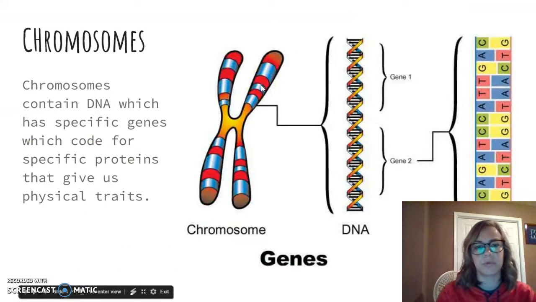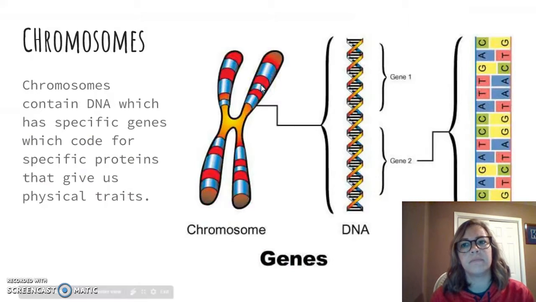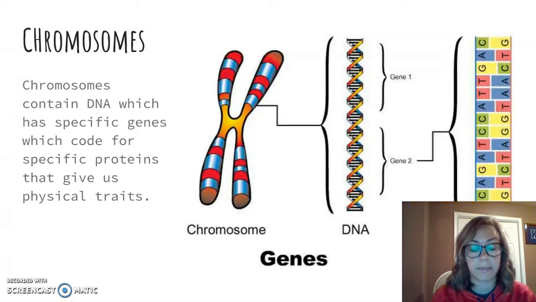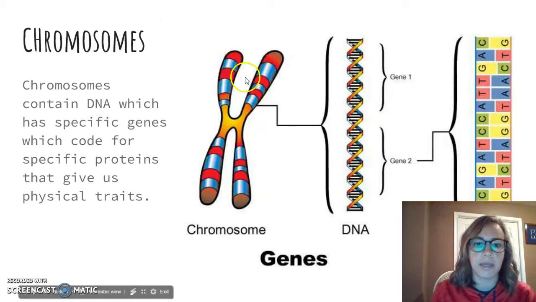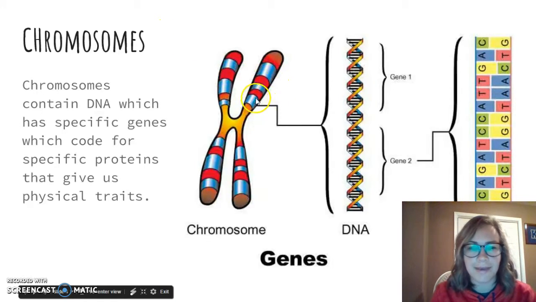Now, of course, he was one of the first people to unknowingly be studying the passing on of traits through chromosomes, but this is just a quick review to help us remember that chromosomes contain DNA which has specific genes which code for specific proteins that give us our physical traits. Again, here's that chromosome, and inside the chromosome is this DNA that's wound up really tightly, and these segments of DNA are what we call genes.